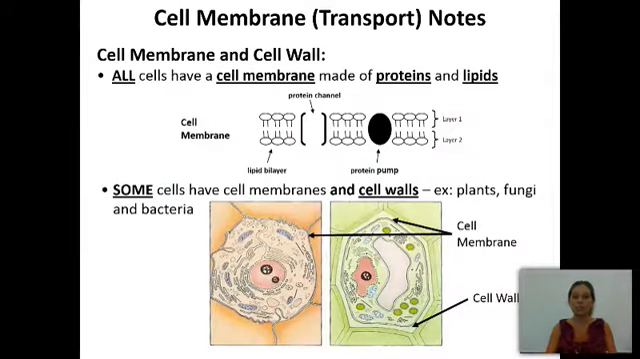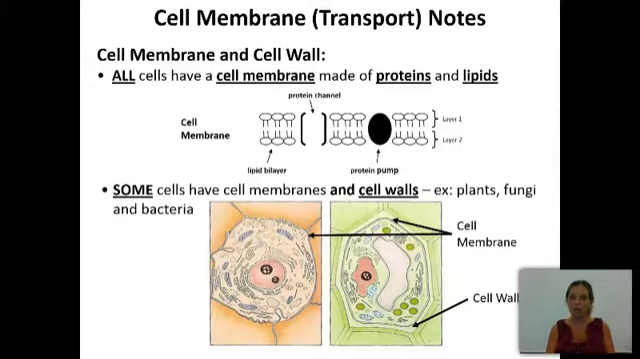Okay, so just a quick refresh. Remember, you have the cell membrane and you have the cell wall that are these outer structures. Some cells have cell membranes and cell walls, so plants, fungi, and bacteria, and then some cells, like animal cells, only have the outer cell membrane. But in every type of cell, the cell membrane is responsible for moving things in and out of the cell. So all cells have a cell membrane. Every cell needs to be able to move things in and out.